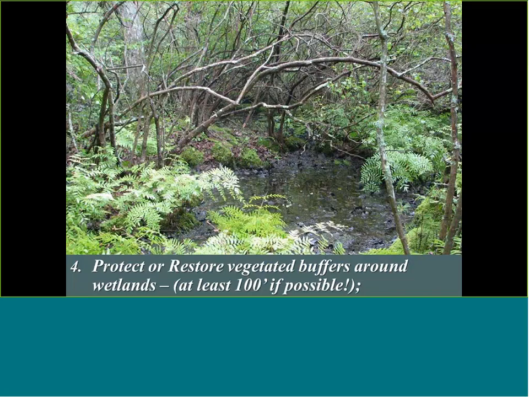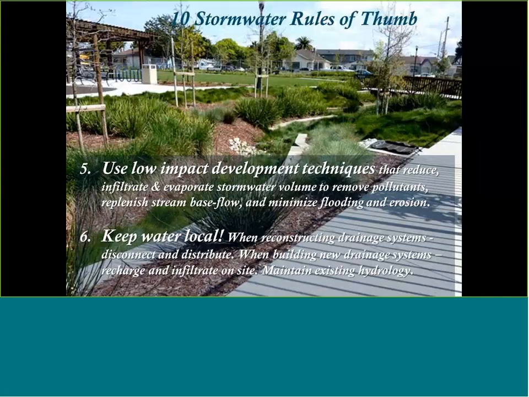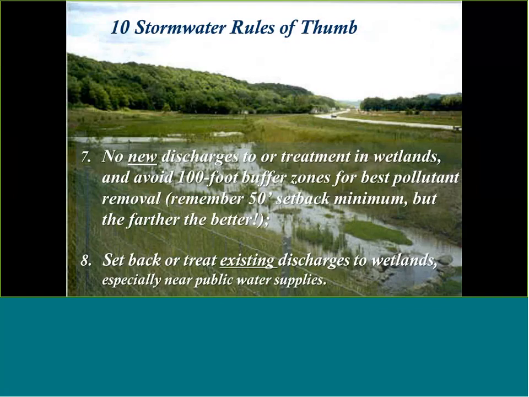Rule of thumb number 4 is to protect and restore vegetated buffers around wetlands, at least 100 feet if possible. Number 5, use low-impact development techniques that reduce, infiltrate, and evaporate stormwater. Number 6, keep water local by maintaining the existing hydrology when building new drainage systems, recharge and infiltrate the stormwater on site.